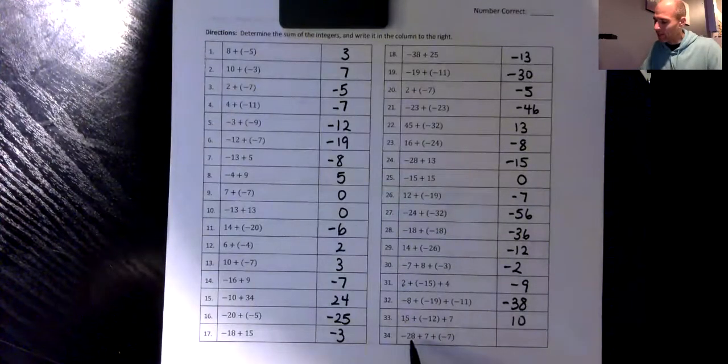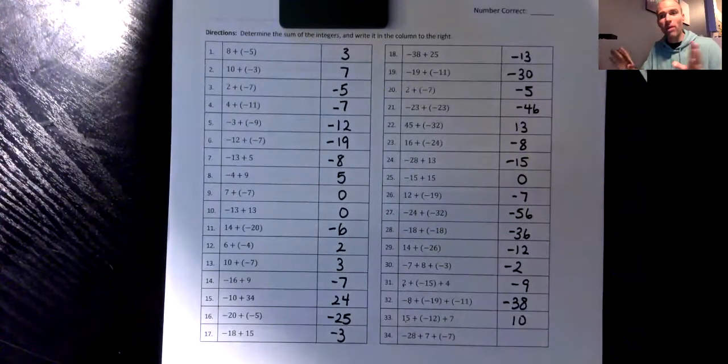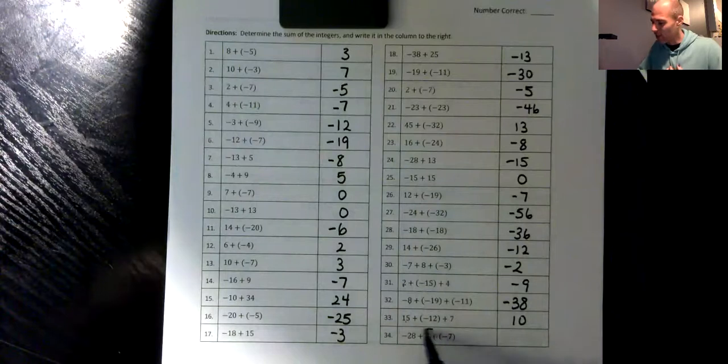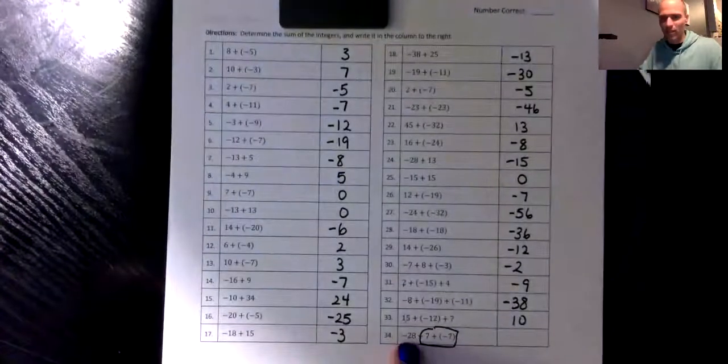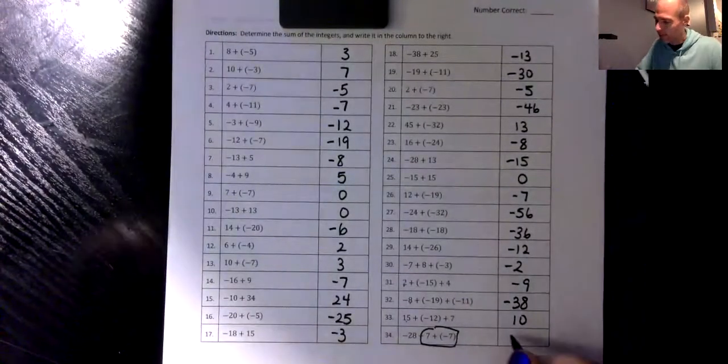And then here I notice, so here I'm going to break my rule. Instead of adding the negatives together and then combining with that positive, I do notice that these two right here, the 7 and the negative 7, are additive inverses. So they're going to make 0. And the answer is going to leave me with just this negative 28 here.